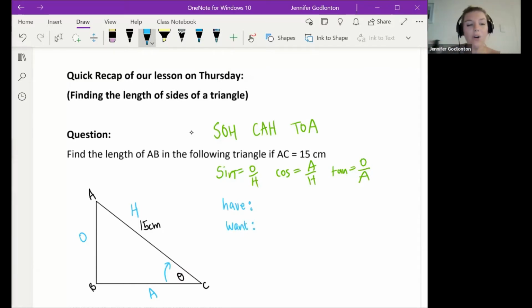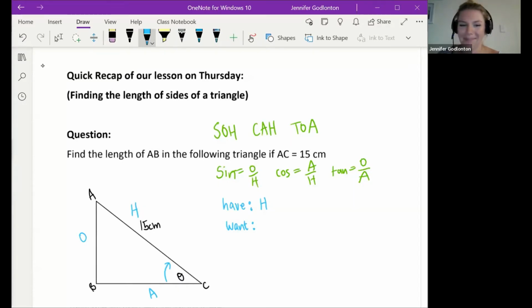So of our O's, A's, and H's, what do we have? Georgia. Hypotenuse. Yes, we have our hypotenuse. And what do we want? O, A, or H? Georgia?